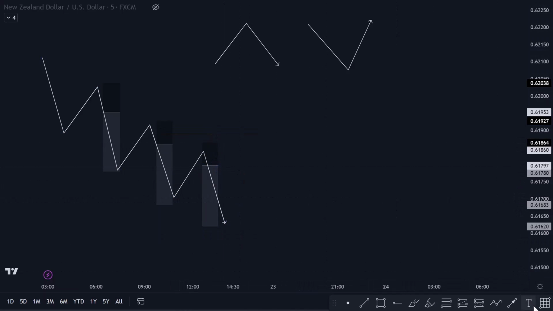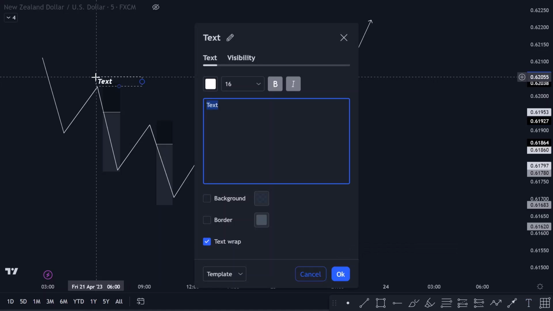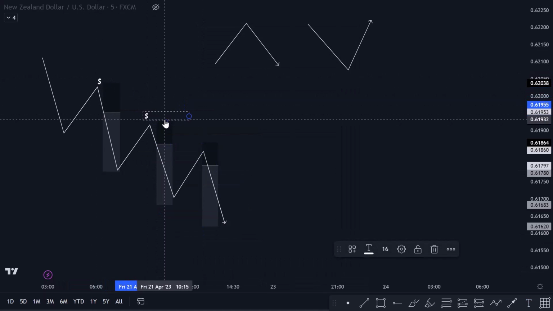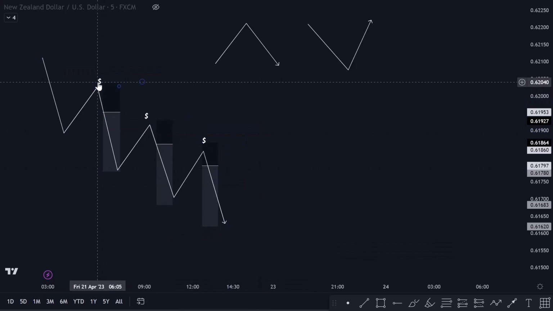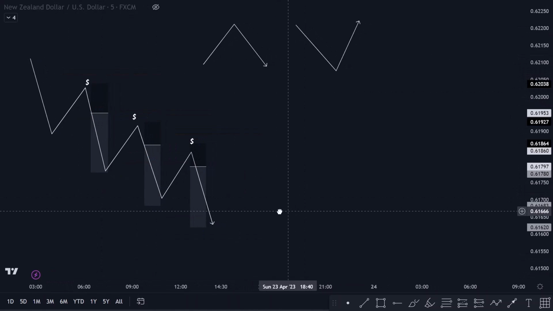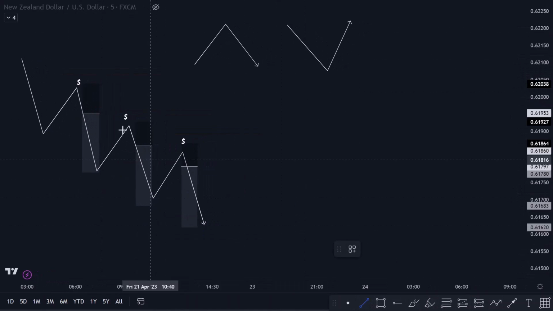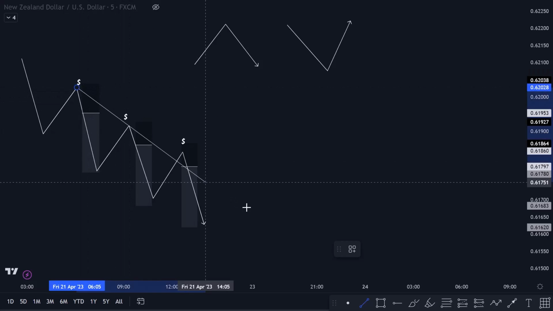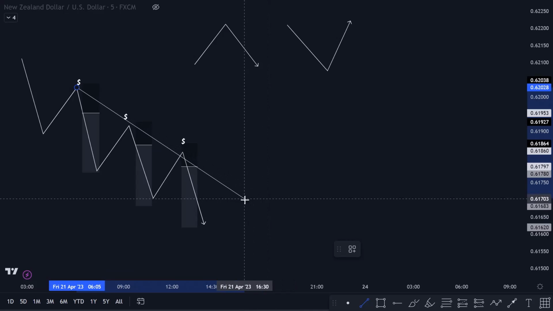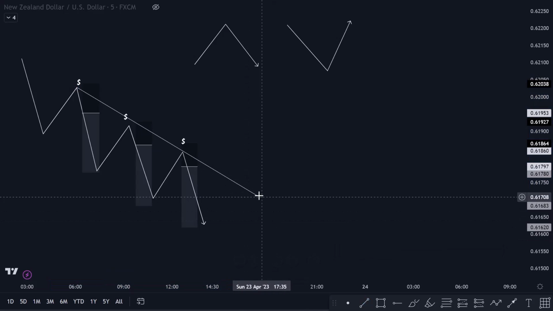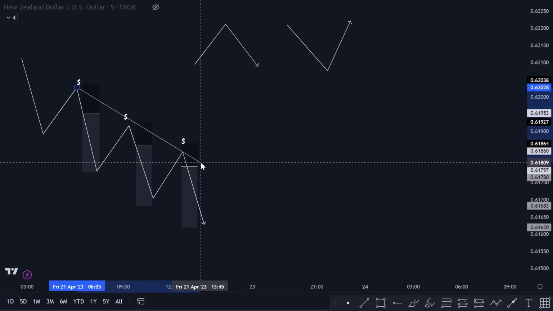Now we have liquidity here, and then liquidity here, and here. So we have liquidity building above every swing high. We have this, and this looks like a trend line, right? So let's all agree that this is a trend line.